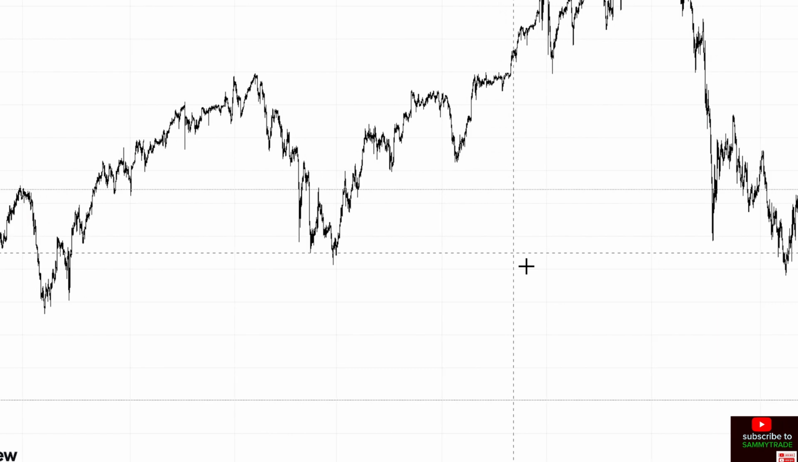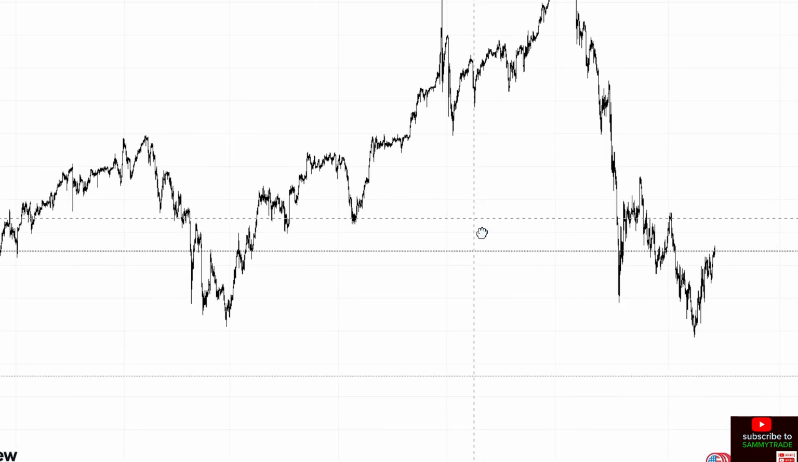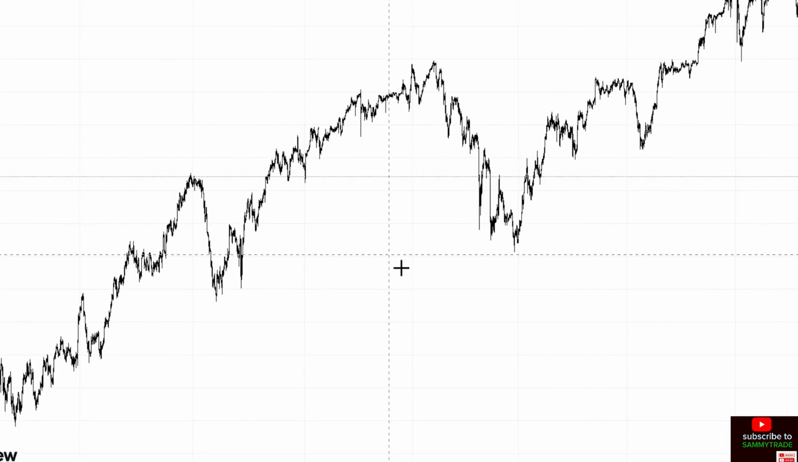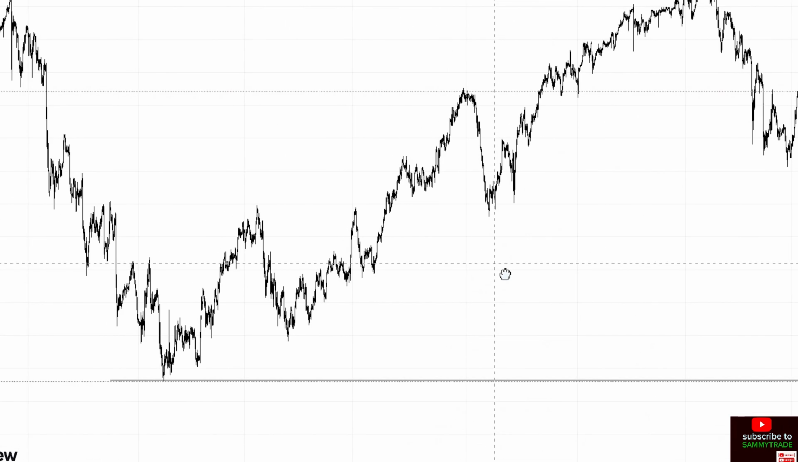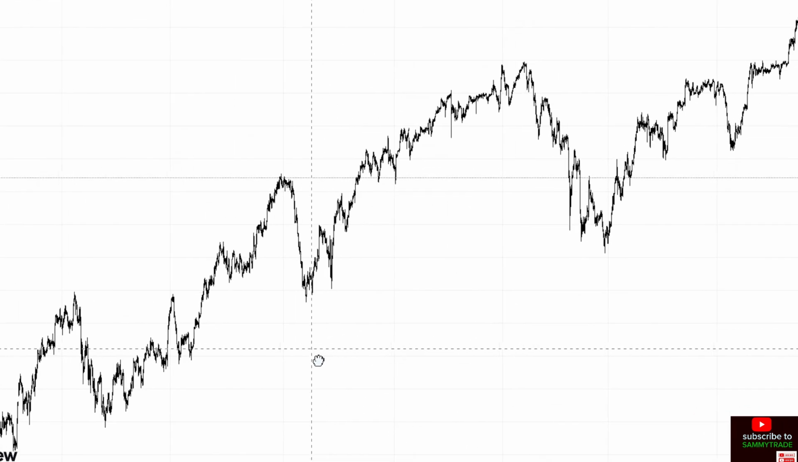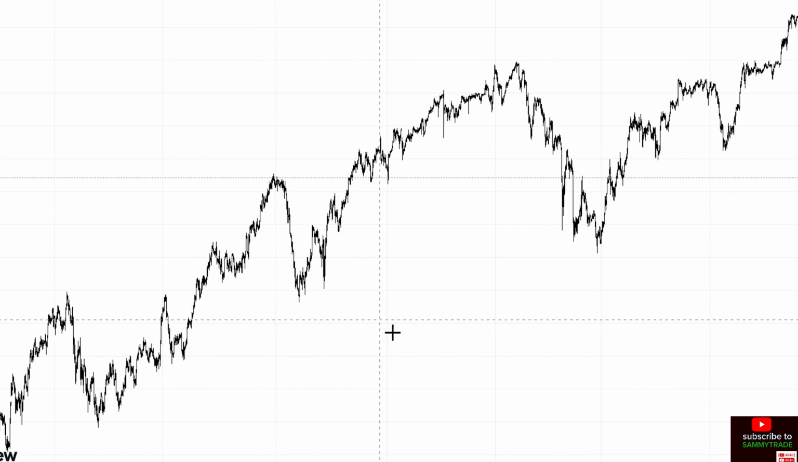So there is something I saw on USD JPY last week. Without much talk or doing too much, let me show you what I saw in USD JPY.